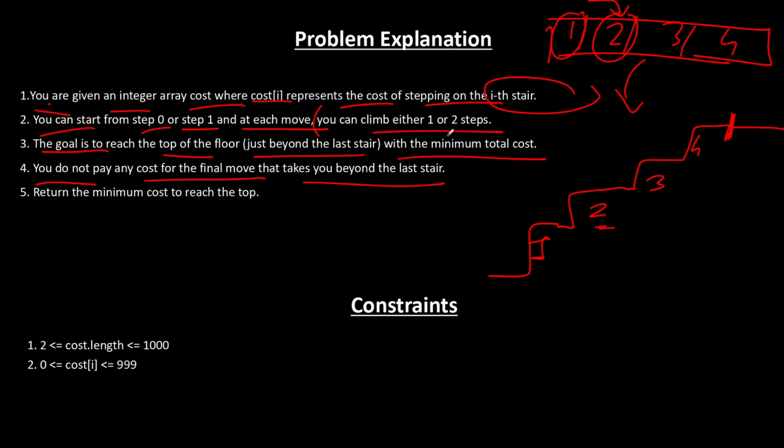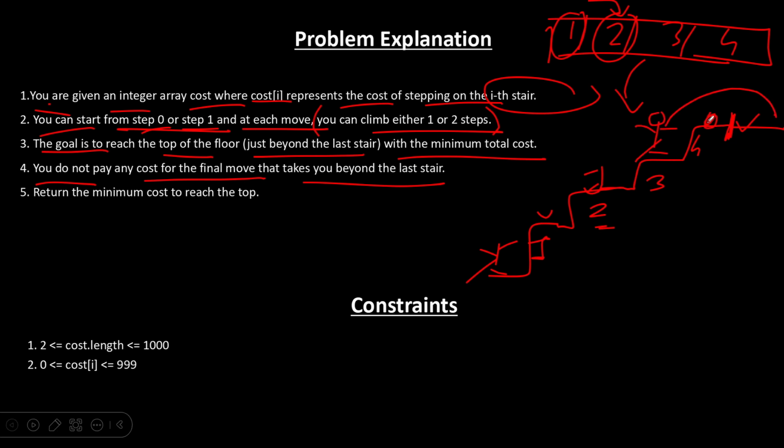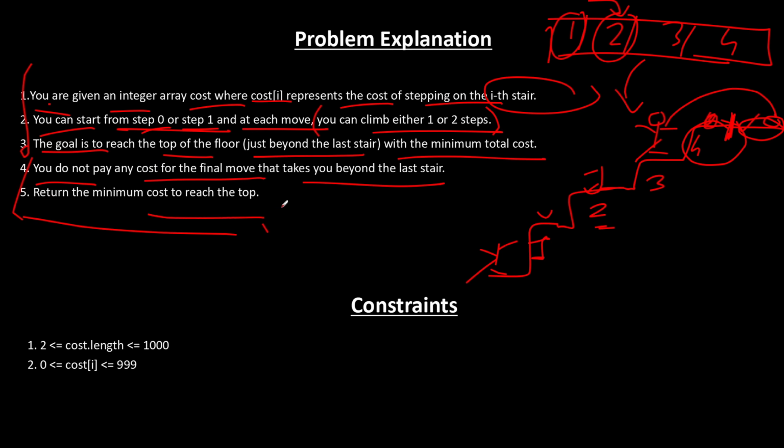Also, here it is written that you can climb either one step or two steps. Suppose you're standing here, they're trying to say that you could jump here or here from this particular line, right? If you're standing here, you can take one step or you could jump two steps. So this is the way you are going to climb the stairs. And if you take two steps and reach the top, you don't have to count this step. So that is what they're trying to say, and we have to find the minimum cost to reach the top. That's all.